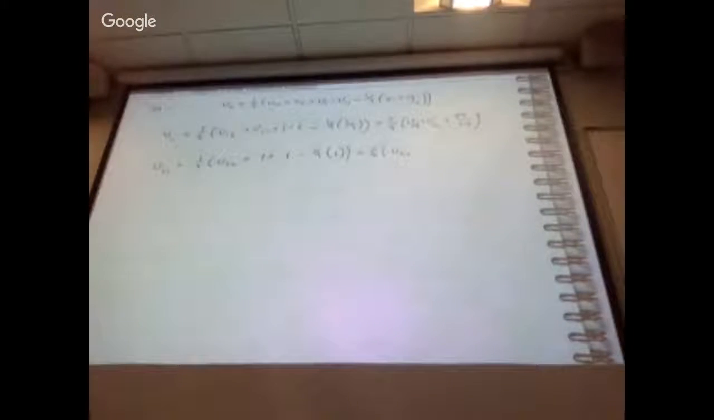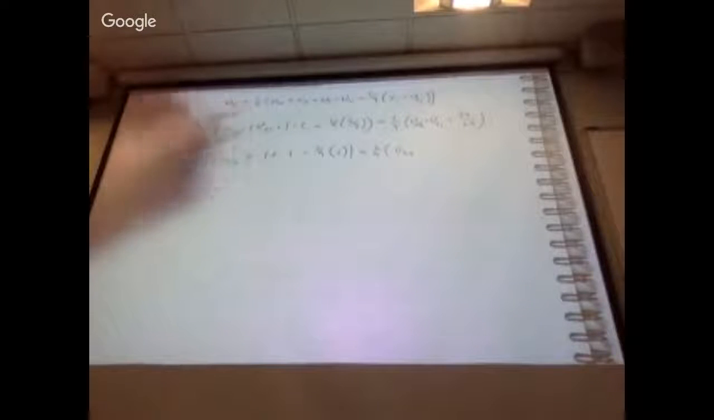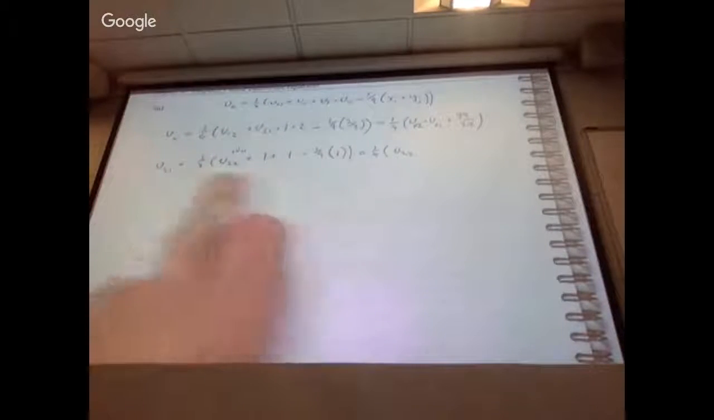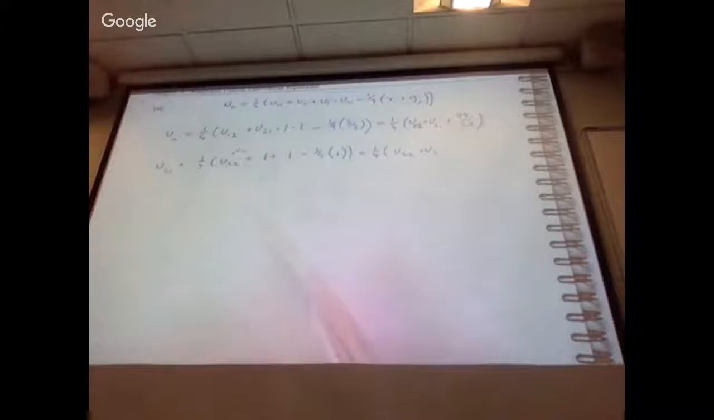So we've got 1/4 U22. Oh, I've missed out the, what have I missed out? I've missed U11 out as well. There's a little, it should have been U11 in there as well. So I got 2 minus 1/9, 17/9.